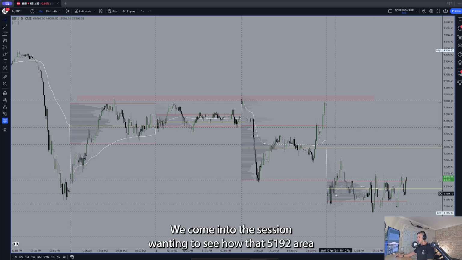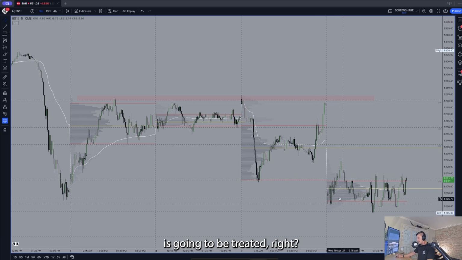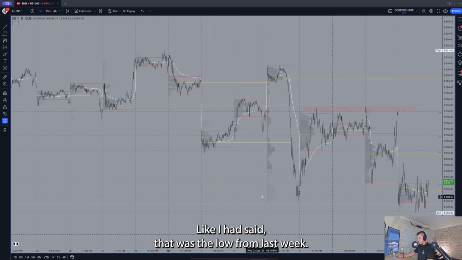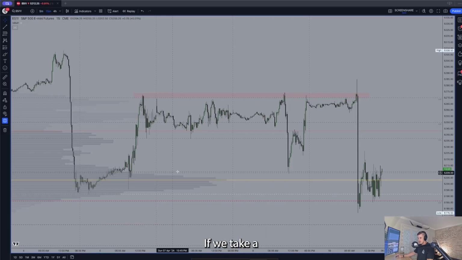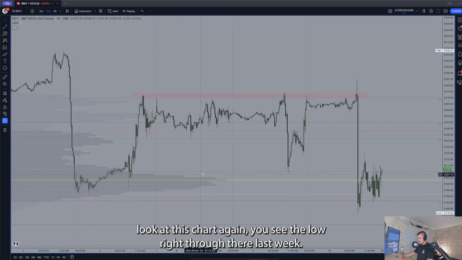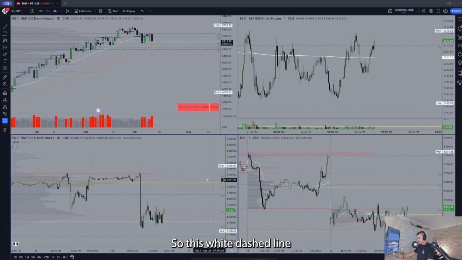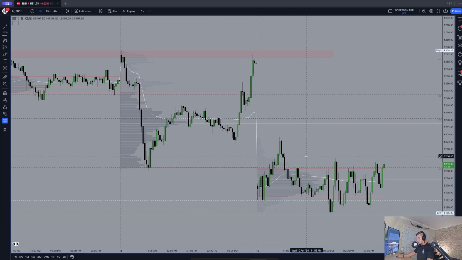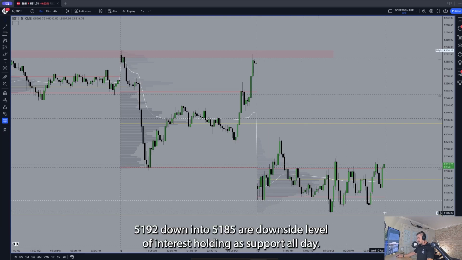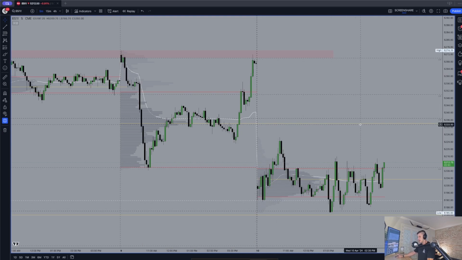We come into the session wanting to see how that 51.92 area is going to be treated, right? Like I had said, that was the low from last week. If we take a look at this chart again, you see the low right through there last week. So this white dashed line through that low, and we could see how well price respected that low. Right, 51.92 down into 51.85, our downside level of interest holding as support all day.